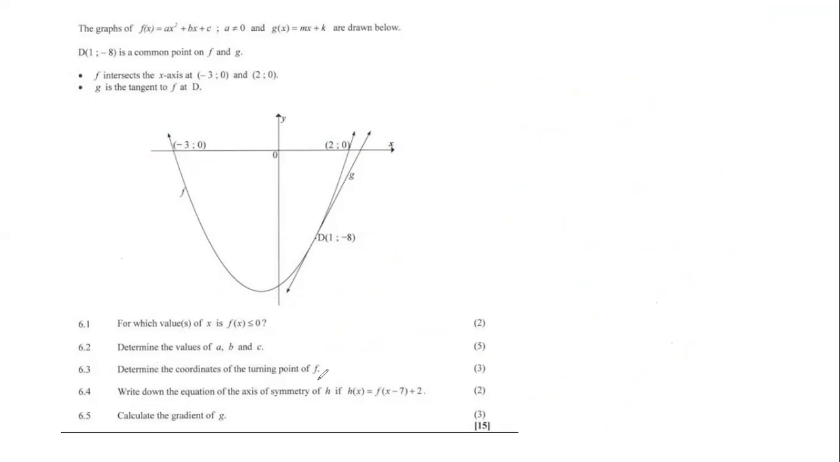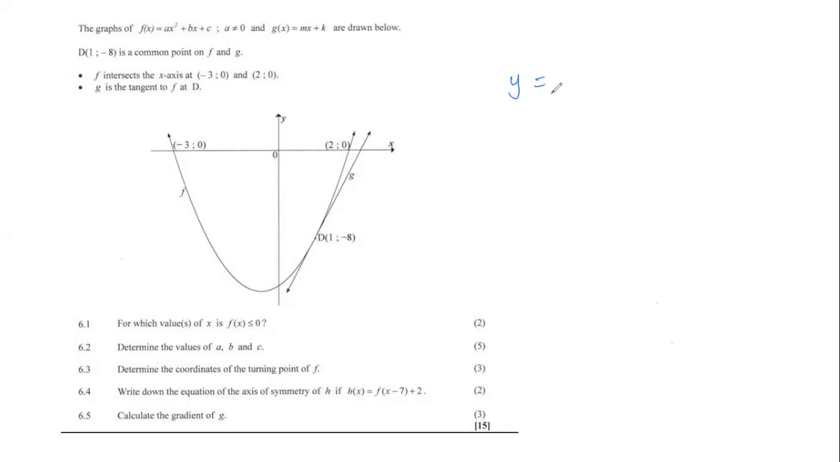Now, write down the equation of the axis of symmetry of h if h of x is f of x minus 7 plus 2. Oh, someone has a question. Yes, I'll send on WhatsApp. All right, so write down the equation of the axis of symmetry. So how do you find the equation of the axis of symmetry?